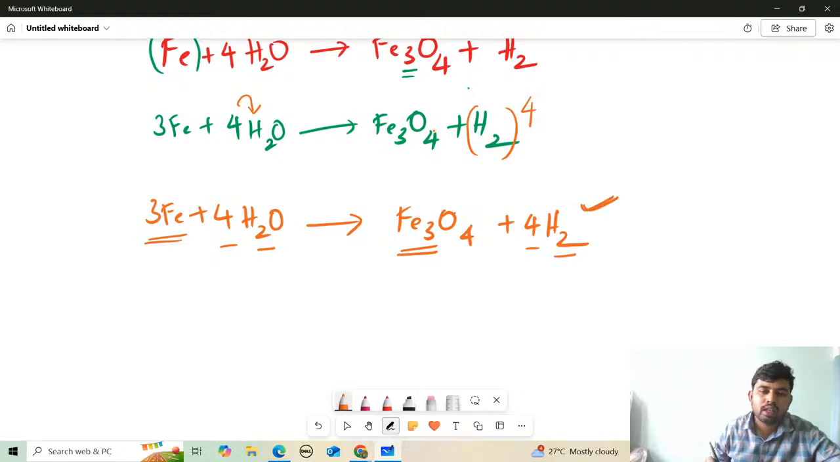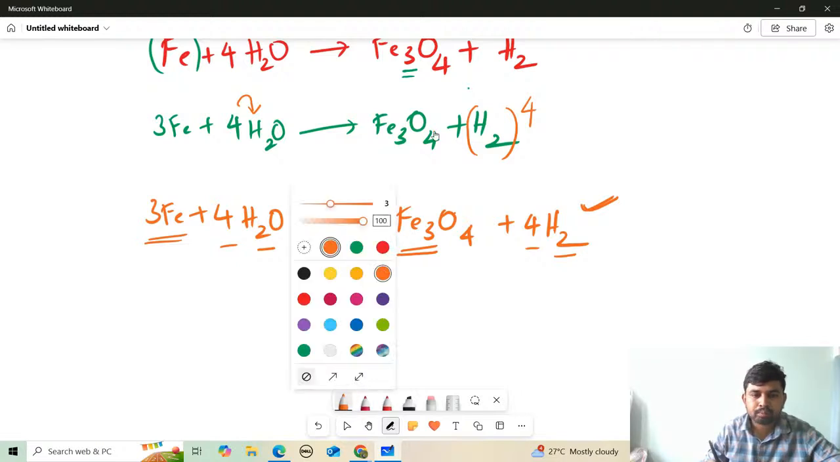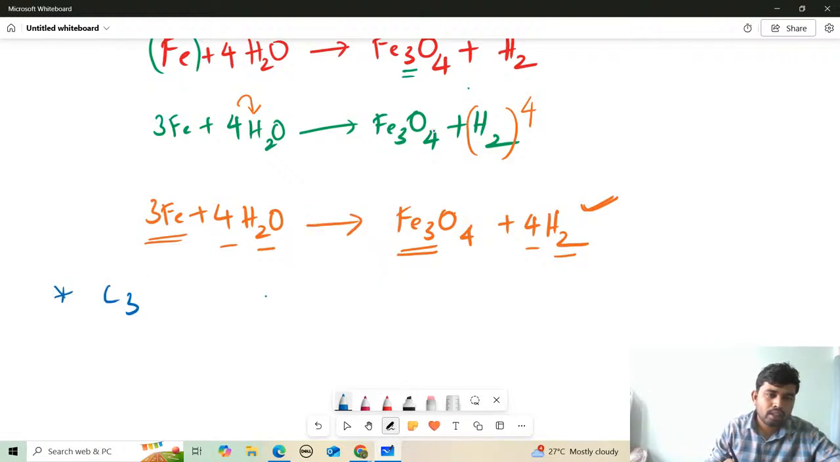Let me take some more examples so that you can easily understand the concept. So one more equation. We can take C3H4, it is called generally. Sorry, not C3H4. Just a small change here.